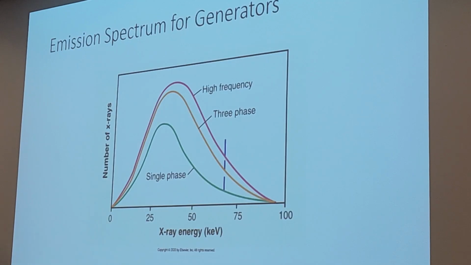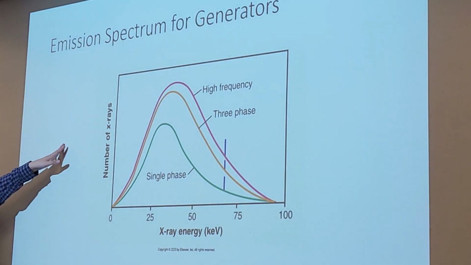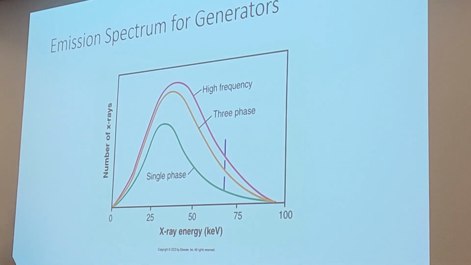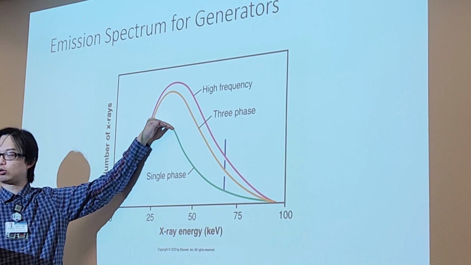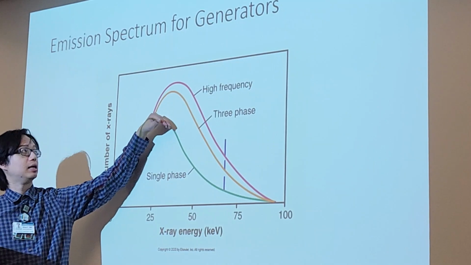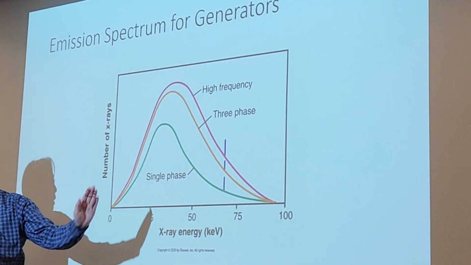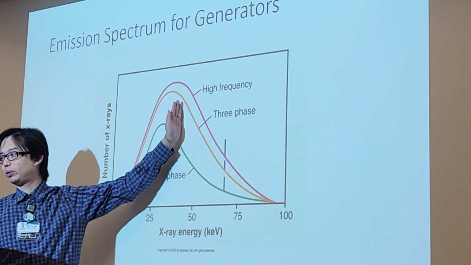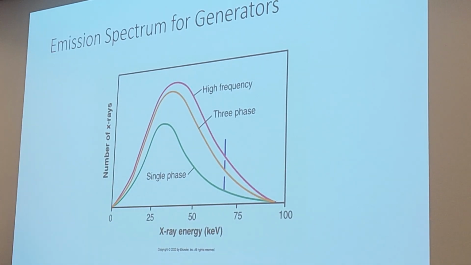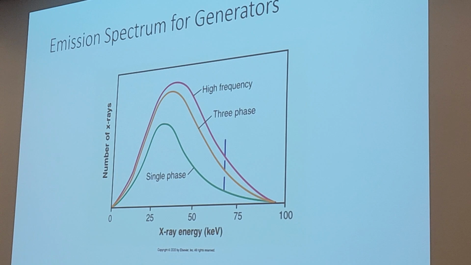Okay, and then if you remember our emission spectrums, they tell us exactly the same thing we just discussed. The number of X-rays produced is higher as the generator is better. And the quality is also slightly better with better generators. And once again, you'll learn exactly why this is with Miss Blumier.